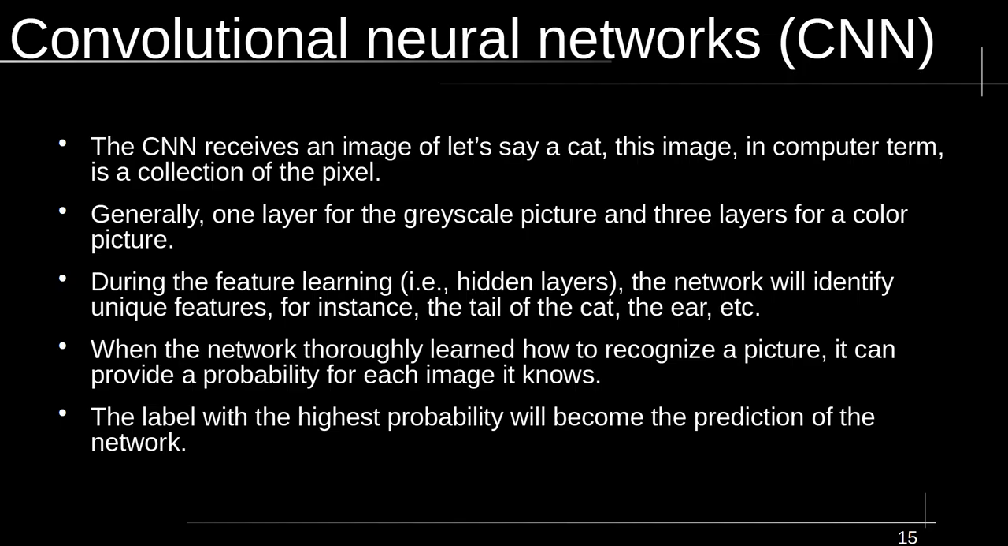The CNN receives an image of, let's say, a cat. This cat image, in computer terms, we call a collection of pixels. Every image is a collection of pixels. Generally one layer for a grayscale picture and three layers for a color picture. So that is why in many cases we are using grayscale images for training purposes only. This is how we can improve the performance, or decrease the learning time of our model.